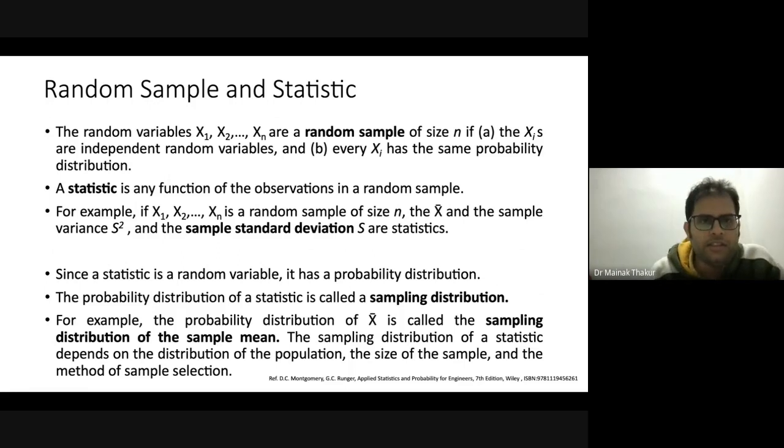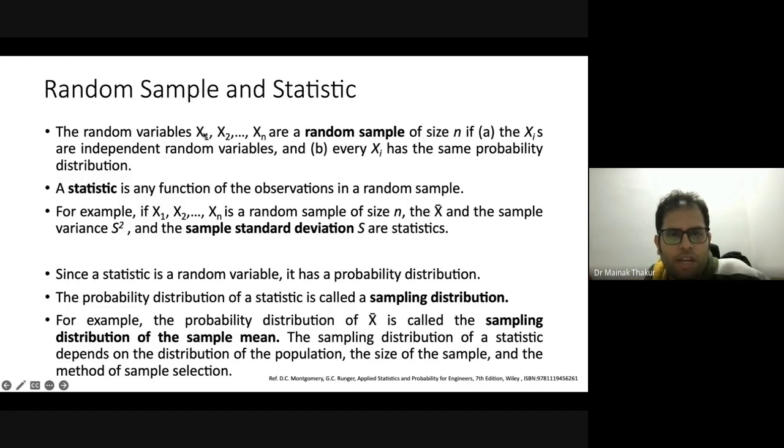The random variables x1, x2 to xn are a random sample, let's say of size n, when the xi's are independent random variables. That means you are taking each sample independently, and every xi has the same probability distribution. x1 is coming from the population, x2 is also coming from the population, xn is also coming from the population.